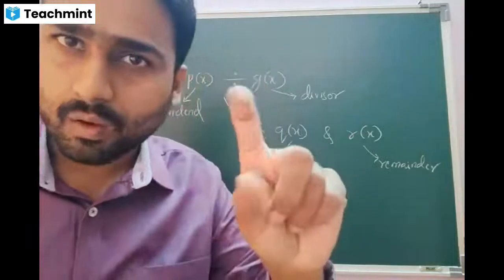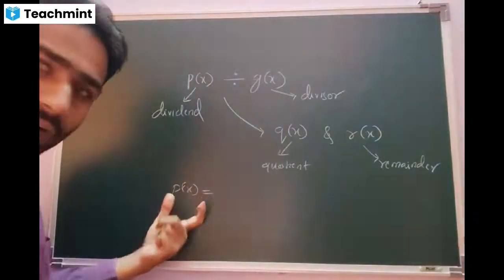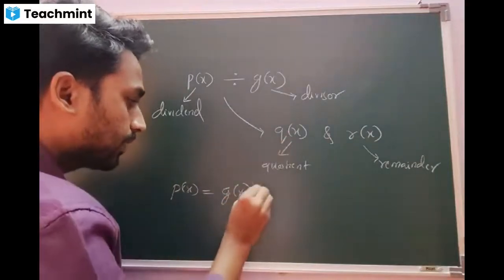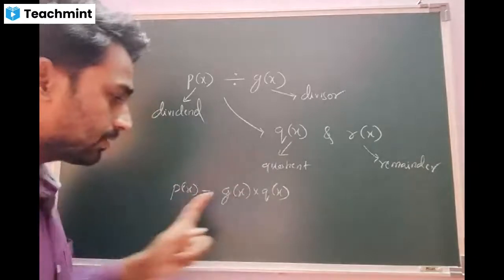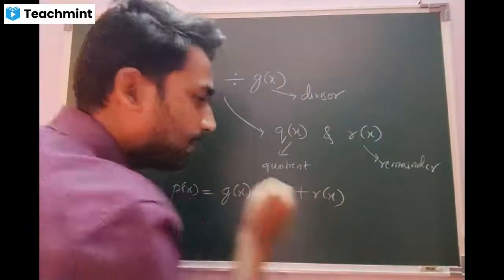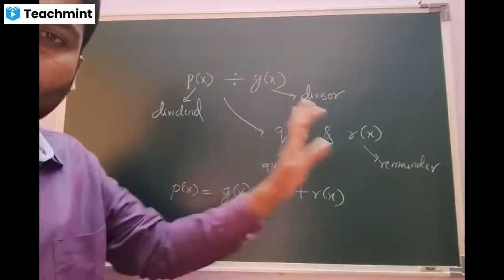He said, dividend, that is p of x, is equal to, beta, I'm repeating, please make yourself mute. Prajakta, off your microphone. P of x, that is the dividend, is equal to g of x into q of x, that is divisor into quotient, plus r of x, that is remainder. This is what we call it as division algorithm for polynomials.